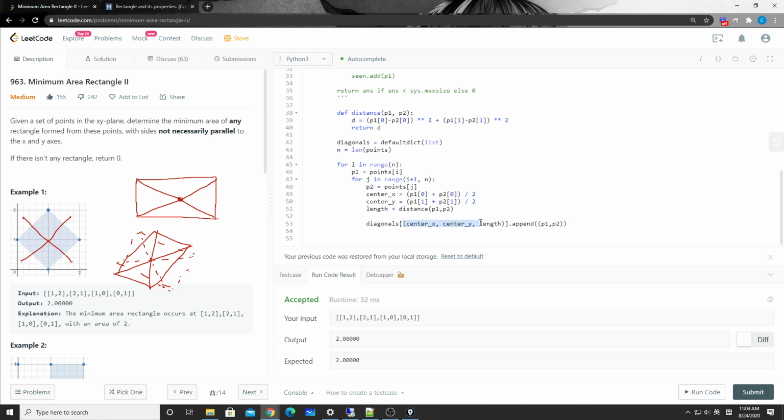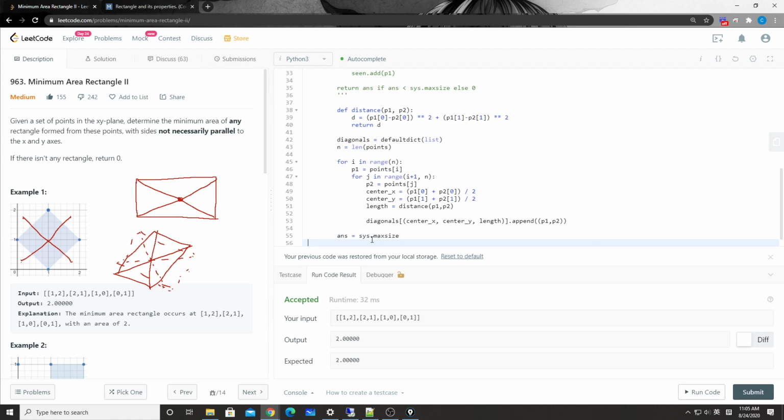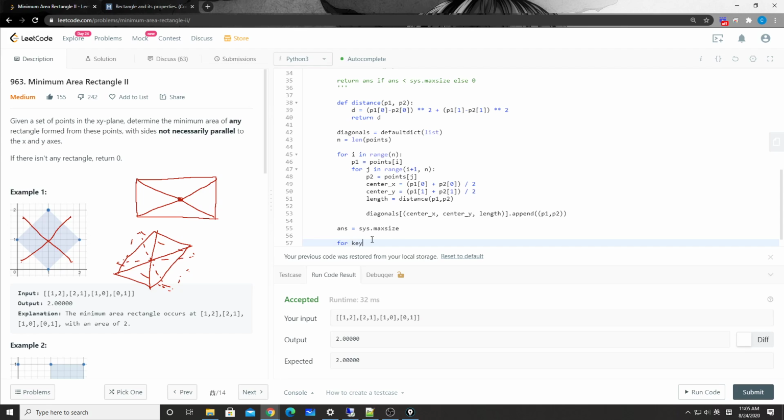As long as those three parts are the same, then we know all the points will be able to form a rectangle, because they have the same diagonals with the same length and the same center position. Now we just simply need to iterate through all the points with the same key. So answer equals this max size. For key, I'm going to use the key here in diagonals.